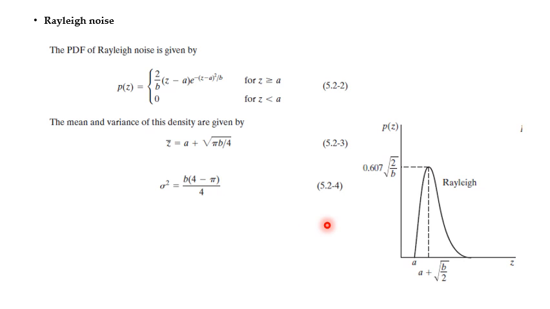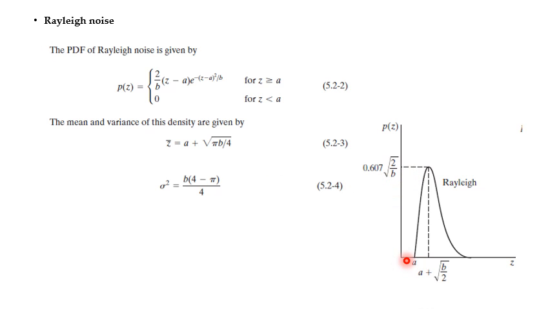The representation of the PDF of the Rayleigh noise is given here, as you can see, of P of z with how z is varying. As usual, the x-axis is z and the y-axis is P of z. And you can see this PDF distribution of the Rayleigh function. You can see the representation of the mean, or z bar, given by a plus square root of pi b by 4, and here the maximum magnitude is 0.607 into root 2 by b.